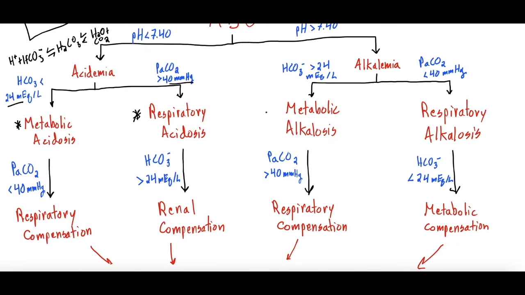So that is how you determine whether it's a primary. So this is going to be the primary disorder. That's a weird P, primary disorder in this tier. And that's how you determine if it's a primary metabolic acidosis versus respiratory acidosis.